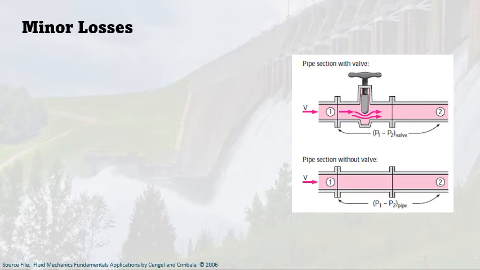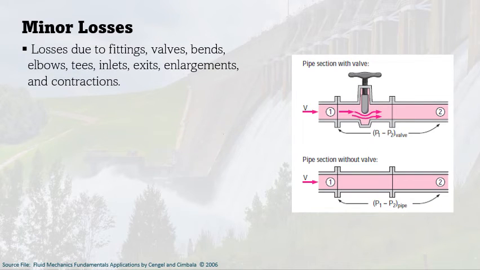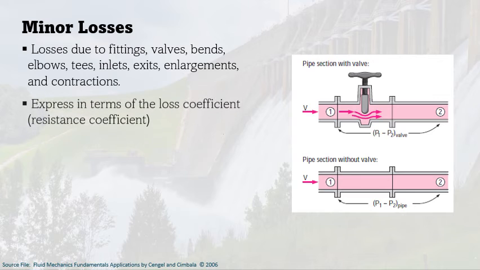In a typical system with long pipes, these losses are minor compared to the total head loss in the pipes. So the losses that we computed a while ago, which are HL, are considered to be the major losses. These are called the minor losses that we have here in this section. Again, these losses are due to fittings, valves, bends, elbows, tees, inlets, exits, enlargements, and contractions.